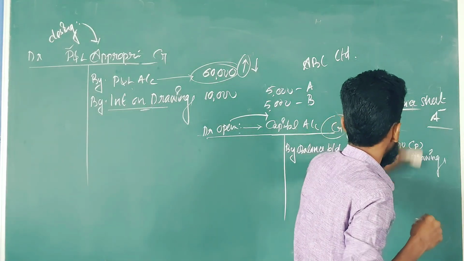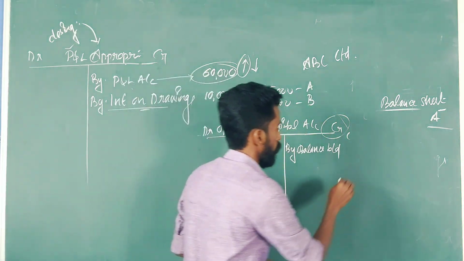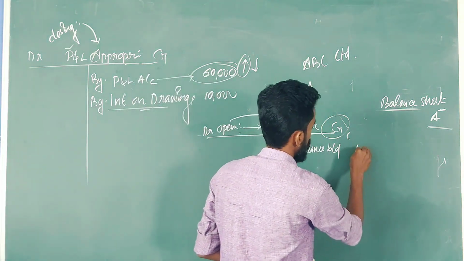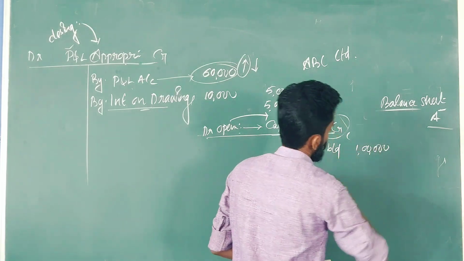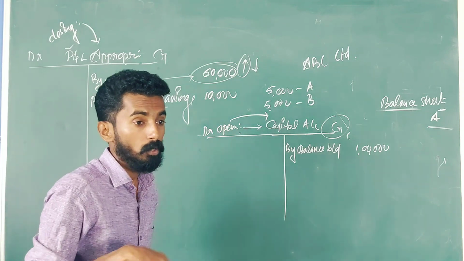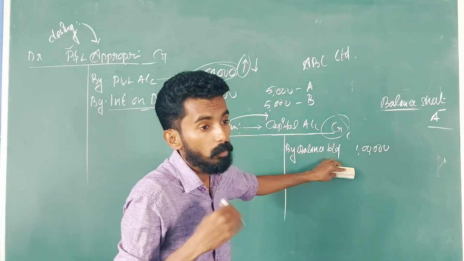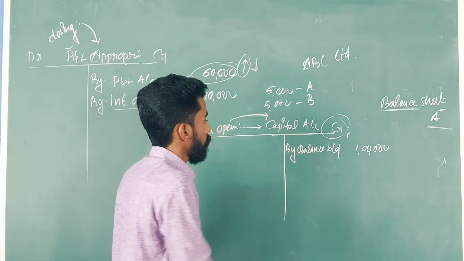Balance brought down. Clear? For better understanding, I am going to take 1 lakh rupees. When the partnership firm is charging interest on drawings, you have to think whether the capital balance is going to increase or decrease. What will happen in the capital account?